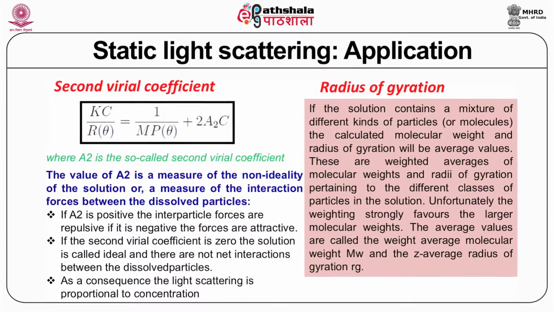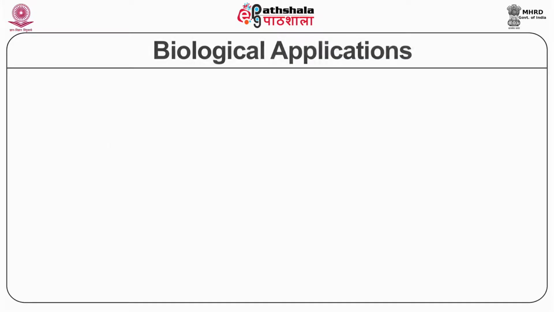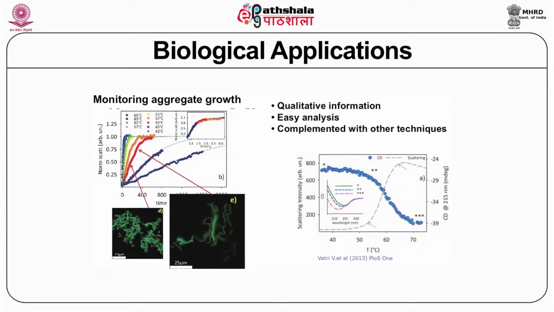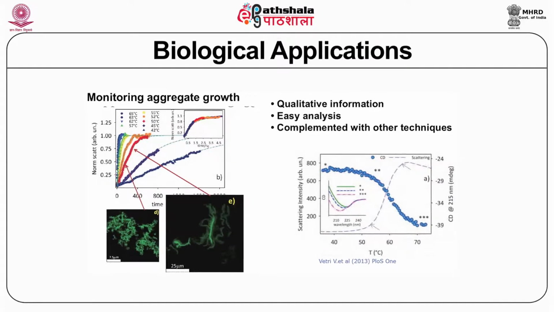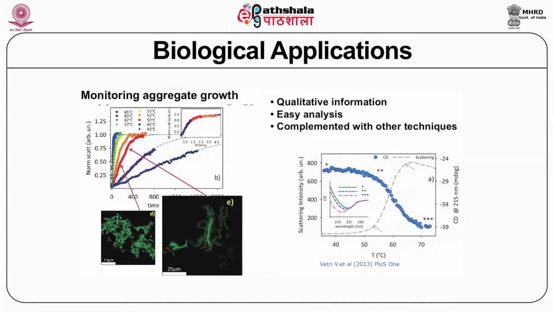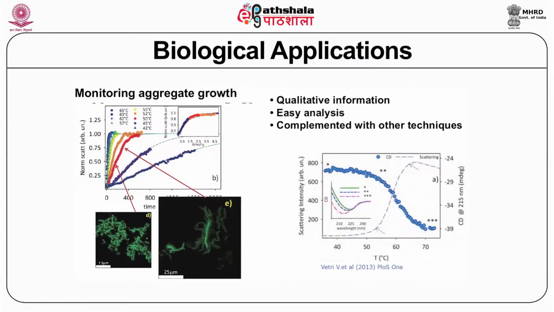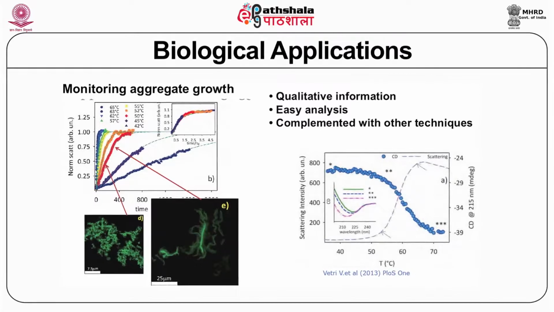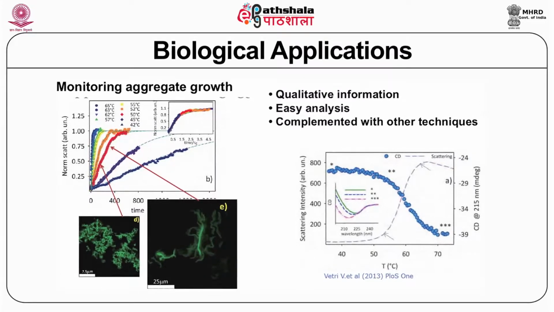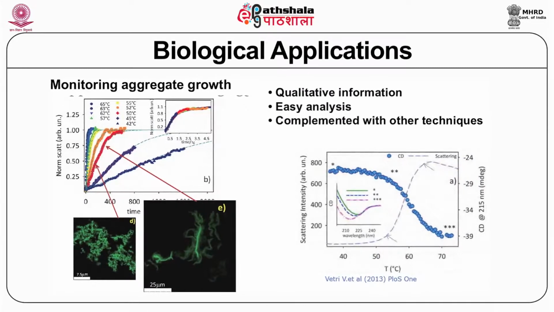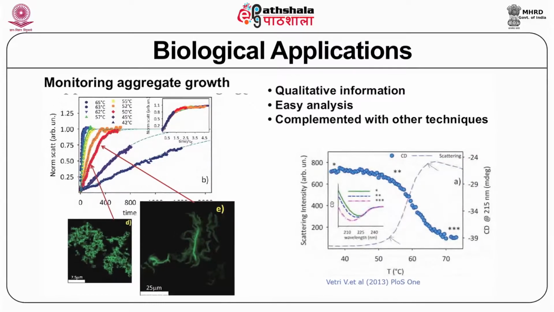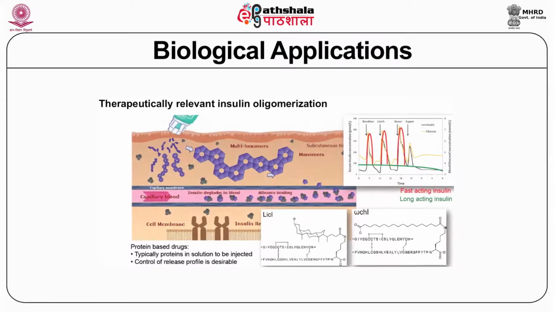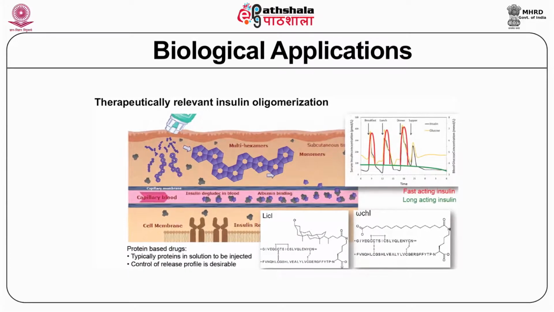Now, we discuss the biological applications of static light scattering. It is used to monitor the growth of aggregates. You can see here it is used to get quantitative information. It provides an easy analysis and is complemented with other techniques to see the kinetics of aggregate growth in proteins especially. Other biological applications include therapeutically relevant insulin oligomerization.